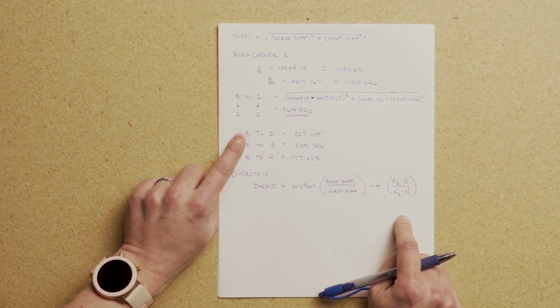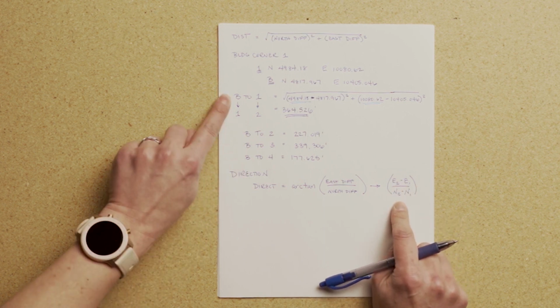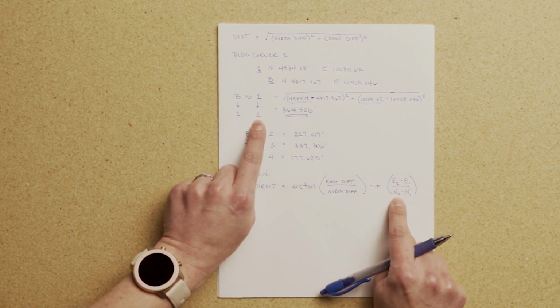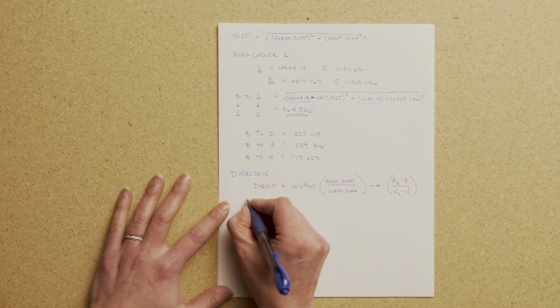So what that means is not building corners 1 and 2. Our B is always going to be our 1 location. Our 2 is always going to be our building corner location. So that will change how our numbers are set up.